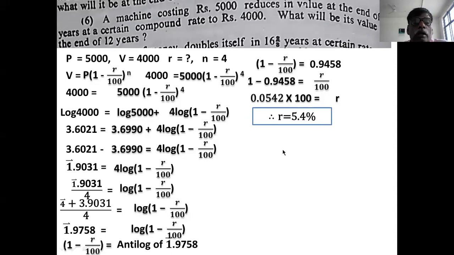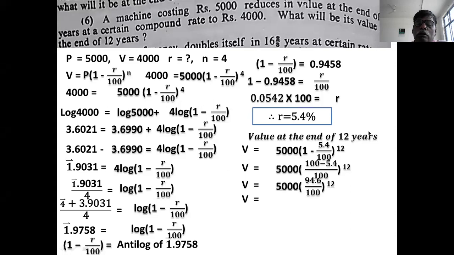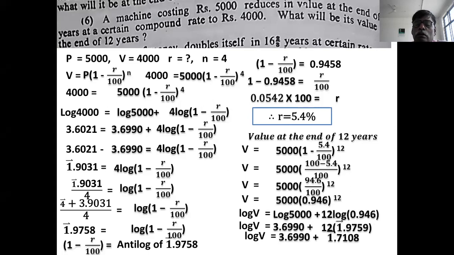Take N as 12 and calculate the value at the end of 12 years. V is equal to 5,000, the original cost, into 1 minus R, which is 5.4 as per the first step, divided by 100, to the power N, which is 12. If you solve this, your answer is 2569.